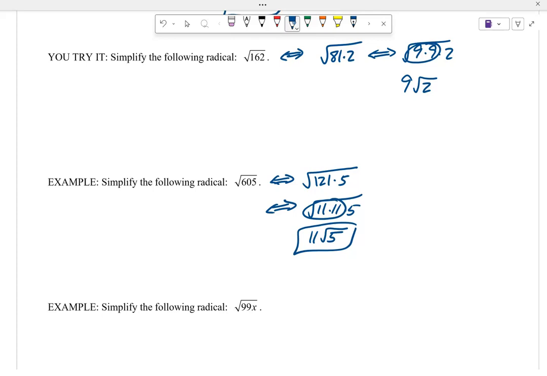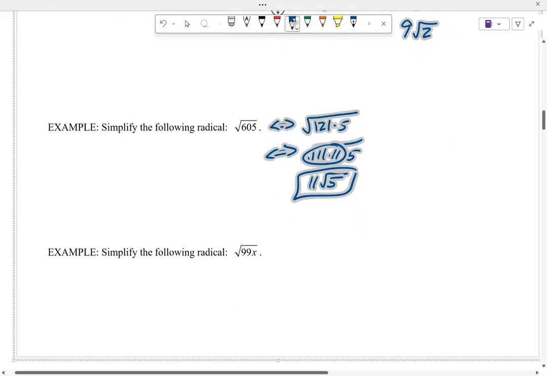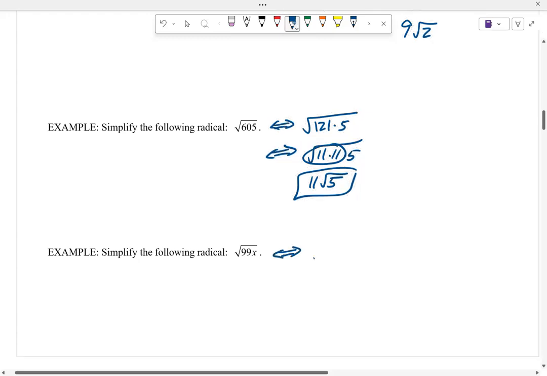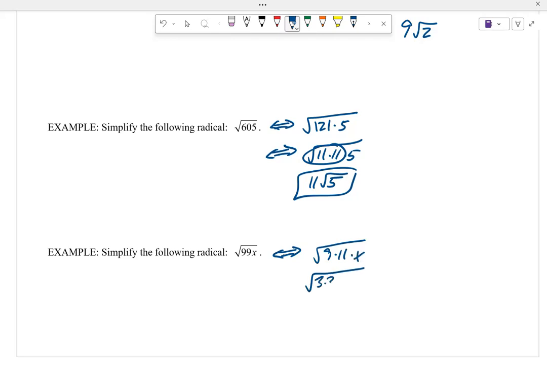We'll keep going with that square root of 99. We've got repeated numbers there. It'll go in, so we know that's 9 and 11. And the square root of 9, of course, is 3. So we got 3 root 11x underneath the radical there.